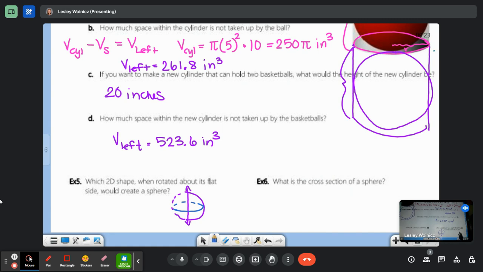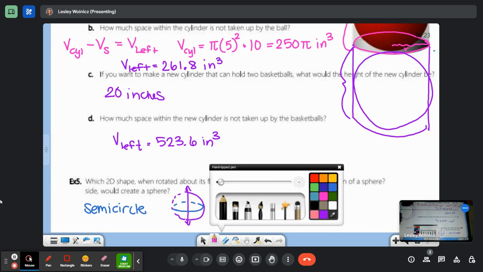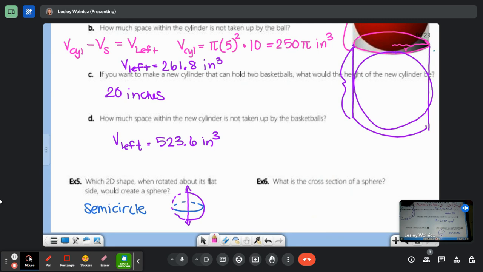Okay, so semicircle. What is the cross section of a sphere? Circle. Is there another one? Not really. I mean, if you cut it, they're all circles. Sometimes teachers try to make you overthink it. It's circle.